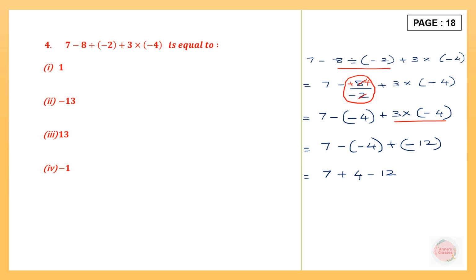So let's add up these. 7 plus 4 is 11. 11 minus 12. So this is plus, this is minus. When signs are different, we put the sign of the bigger number and we subtract. 12 minus 11 is 1. So final answer here is minus 1. And let's look at the options, looking out for minus 1. So here we can find option 4 is minus 1. So what is our answer? Option 4.